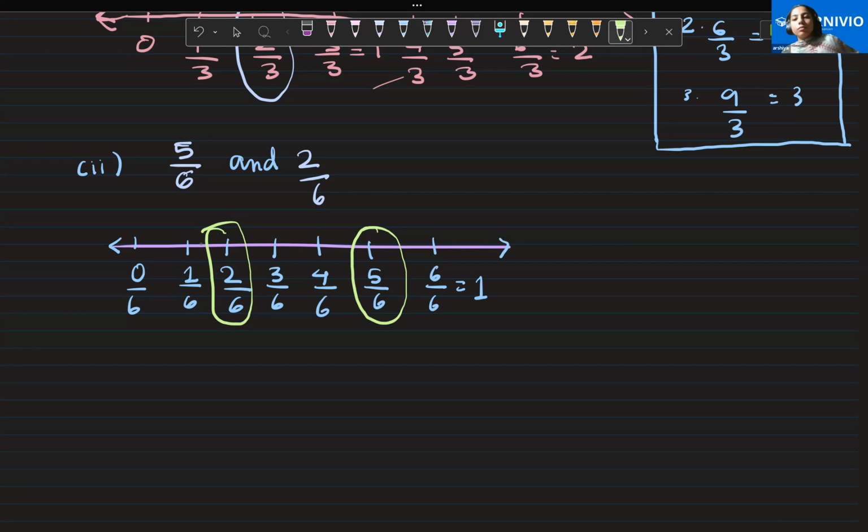Unless it's mentioned in the question that make different number lines, then do make different number lines. Otherwise, you can do it like this. So just add this also. Mark 5 by 6 and 2 by 6. Mark 2 by 6 also in your note.